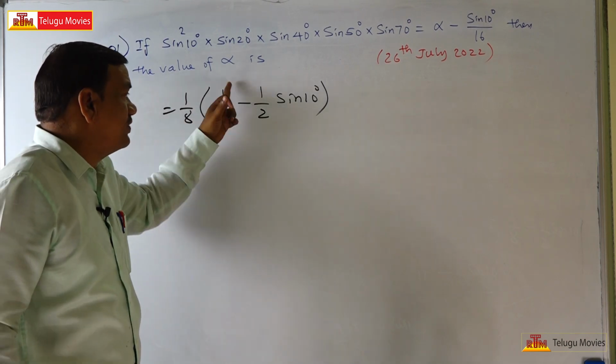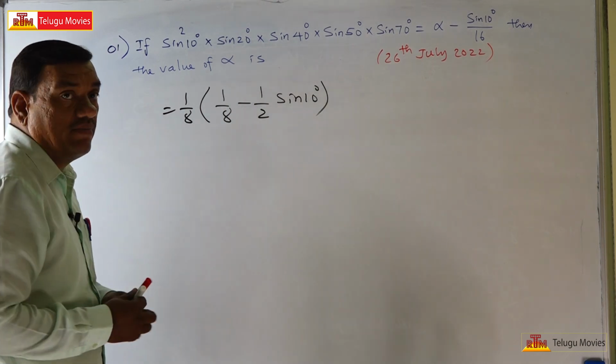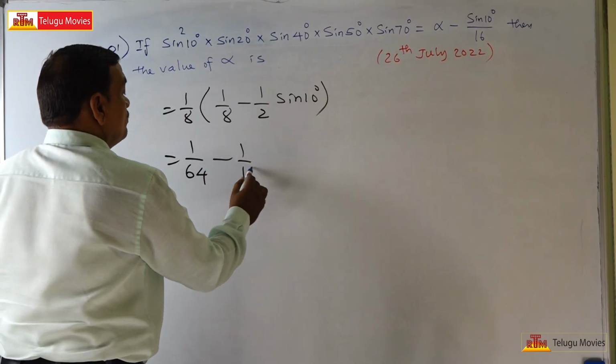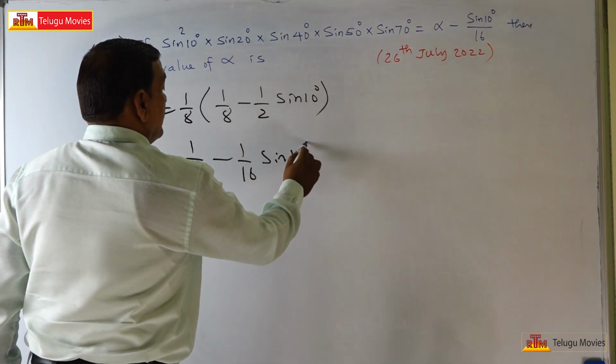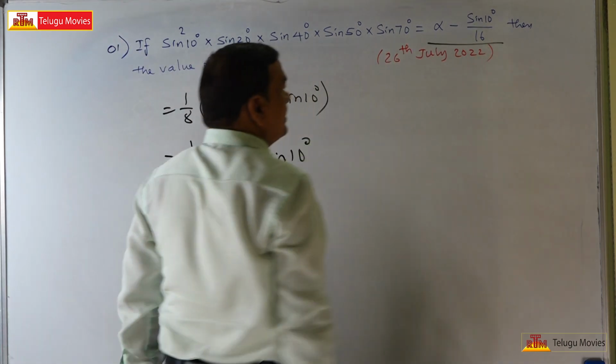For the second factor we got 1 by 8 minus 1 by 2 sine 10 degrees. So multiply 1 by 8 inside. So this is equal to 1 by 64 minus 1 by 16 sine 10 degrees. Understand? So compare your value with the given value.